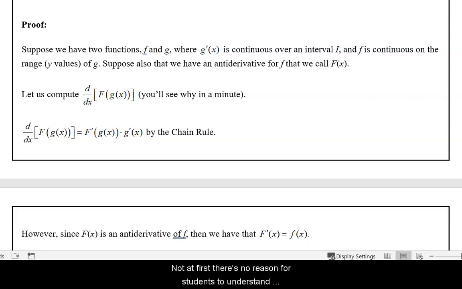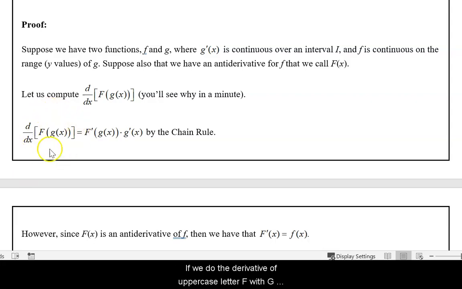Now, at first, there's no reason for students to understand why on earth we do this. You'll see how it works out at the end. But again, this is one of those proofs where someone started at the end and backed their way into it. We are, in a sense, starting at the end and trying to back our way into figuring out how to unravel the chain rule for derivatives.